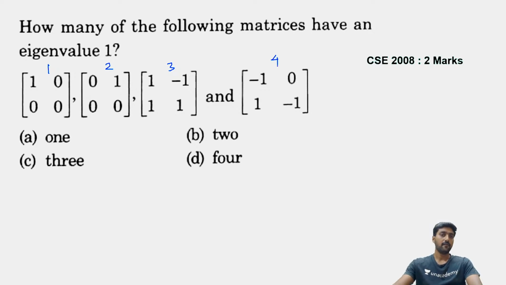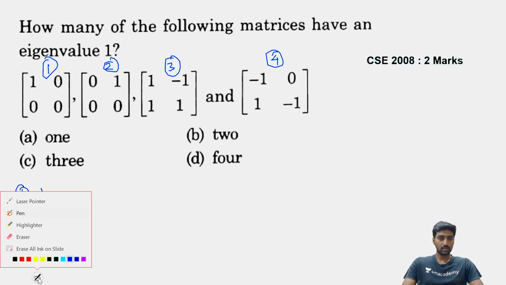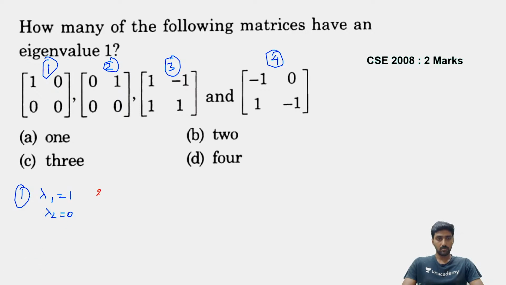How to check? First one, it's a triangular matrix. Coming to the triangular matrix, in the first matrix, it's 1, 2, 3, 4. In the first matrix, lambda 1 is equal to 1, lambda 2 is equal to 0. So here one of the eigenvalues we are getting. Next, the second matrix: here also lambda 1 is equal to 0, lambda 2 is equal to 0. It's a triangular matrix.